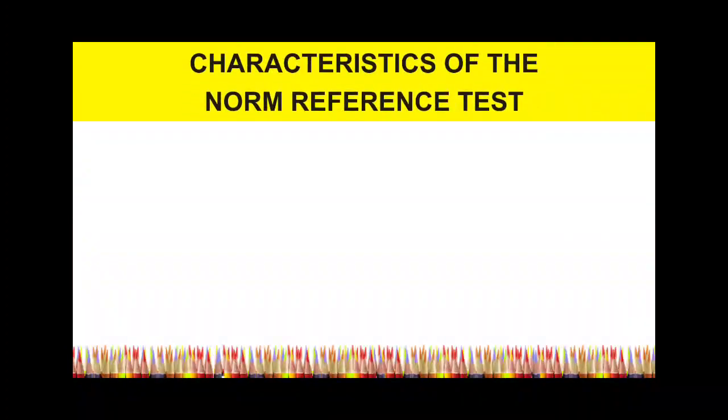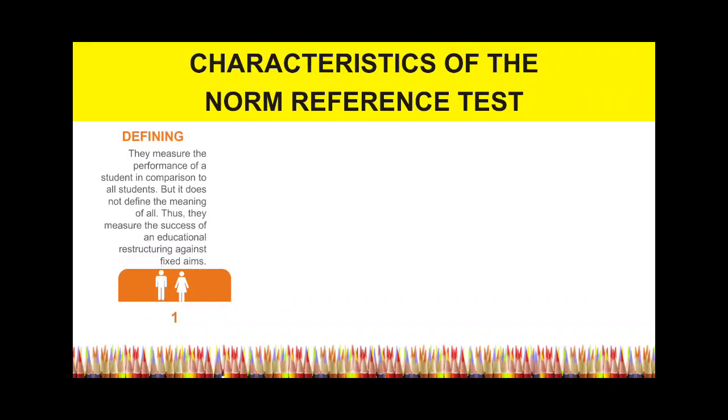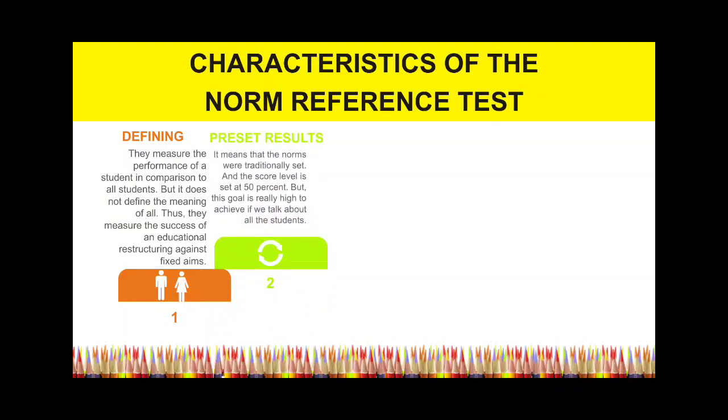So what are the characteristics of the norm reference test? First is defining. So they measure the performance of a student in comparison to all students, but it does not define the meaning of all. Thus, they measure the success of an educational restructuring against fixed aims. Second is preset results. It means that the norms were traditionally set, and the score level is set at 50%, but this goal is really high to achieve if we talk about all the students.